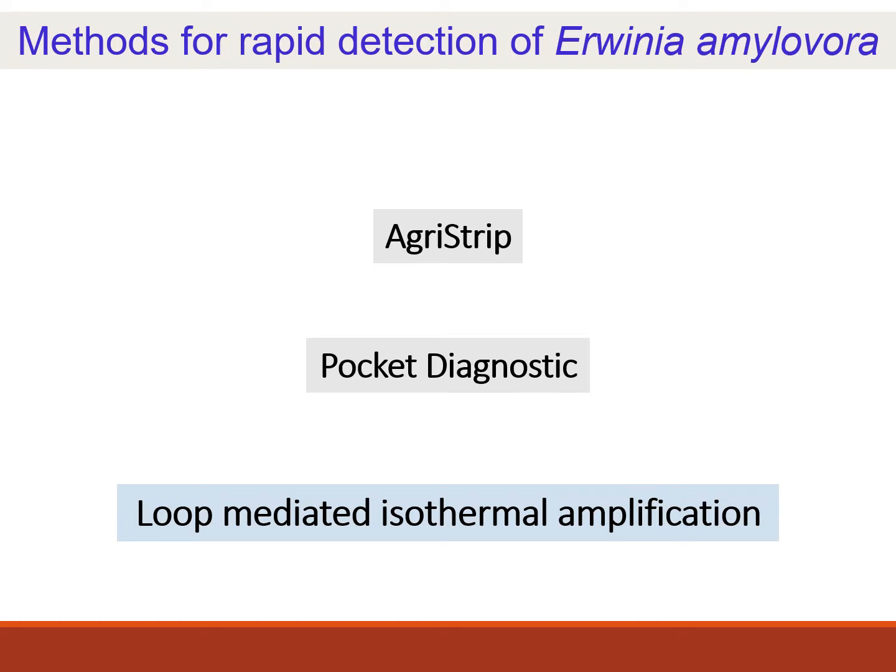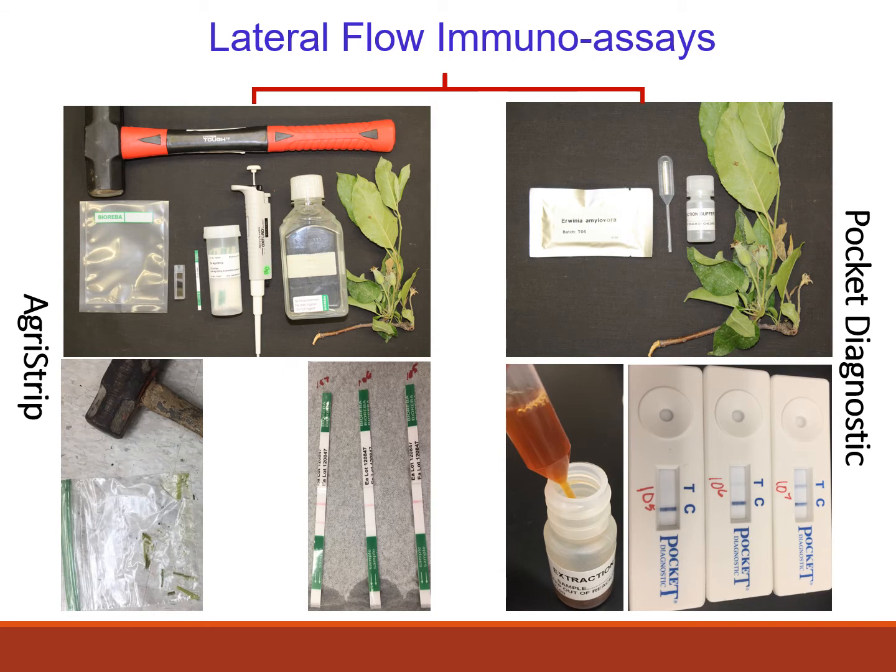With the financial support from New York Farm Viability Institute, we have been optimizing the use of two immunokits called AgriStrip and Pocket Diagnostics, as well as we have been developing a method called loop-mediated isothermal amplification, and this is based on DNA amplification. Here on this slide, you see both immunokits. On left side you see AgriStrip and on right side you see Pocket Diagnostics. These both are commercially available kits and they both have the same or similar principle based on antibody detections.